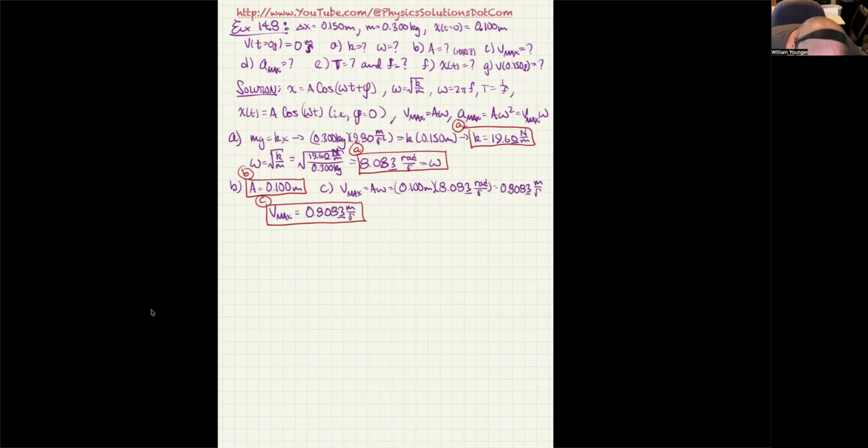And was there anything else in part C? No, they just wanted Vmax there. So now I'm going to do part D. In part D they want to know Amax. So Amax is equal to A omega squared, which is of course Vmax times omega. I'm going to use that 0.8083 meters per second times omega, and omega is 8.083 radians per second.